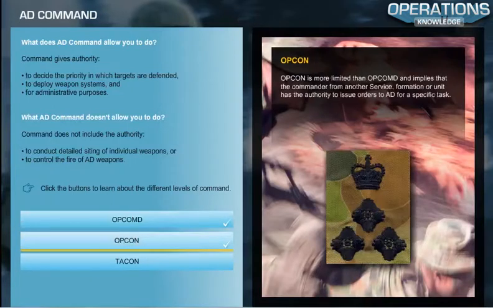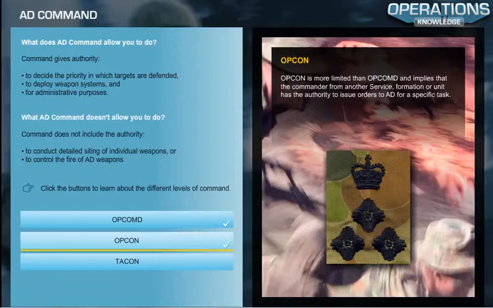OpCon is more limited than Op Command and implies that the commander from another service, formation or unit has the authority to issue orders to the AD assets for a specific task. In general, OpCon implies the task will be limited in terms of location and/or time.